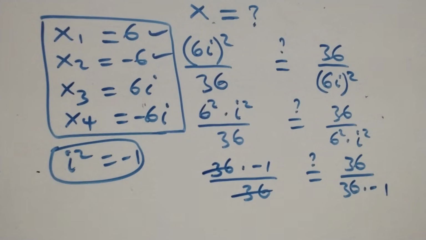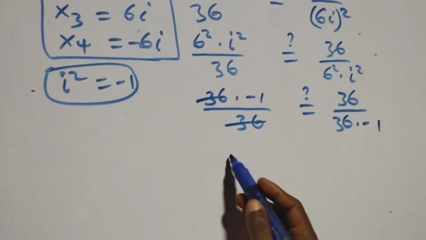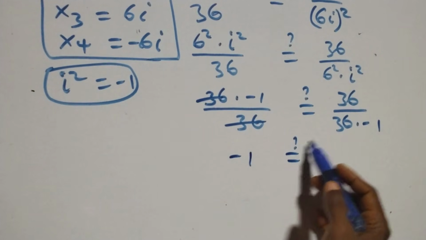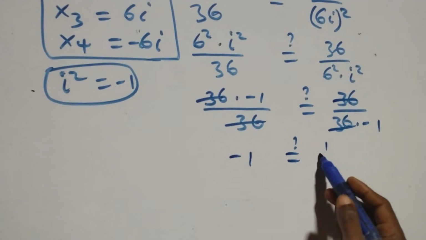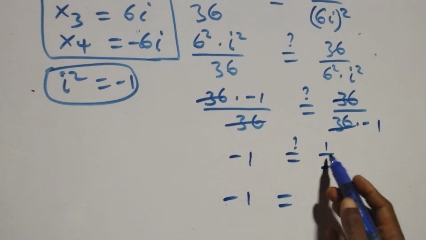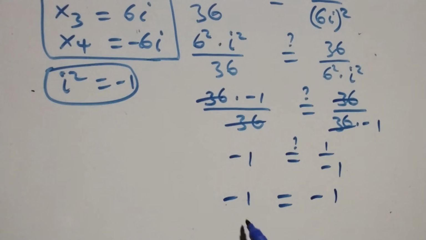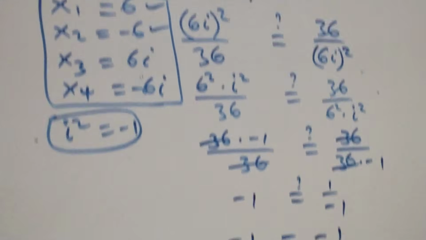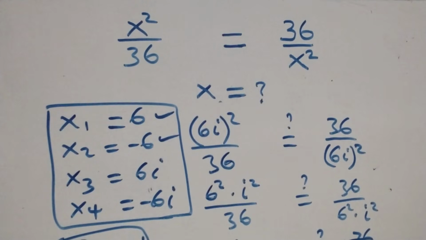Here 36 cancels each other. We have minus 1 equals, also here 36 cancels each other, 1 over minus 1. So we have minus 1 equals 1 over minus 1, which is also minus 1. Left hand side equals the right hand side. Then x equals 6i satisfies the given problem.